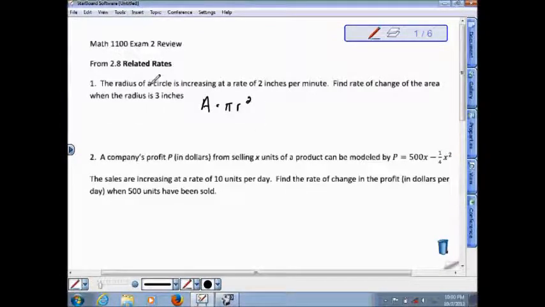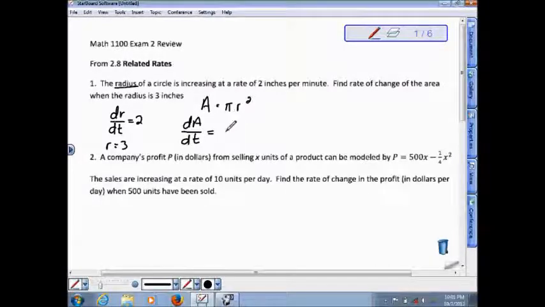Then we need to figure out what we know. We know the rate that the radius is increasing with respect to time. That's dr/dt, and that's equal to 2. We need to find the rate of change of the area when the radius is equal to 3. So the rate of change of the area is dA/dt. That's the derivative of the area with respect to time. This is an implicit differentiation.